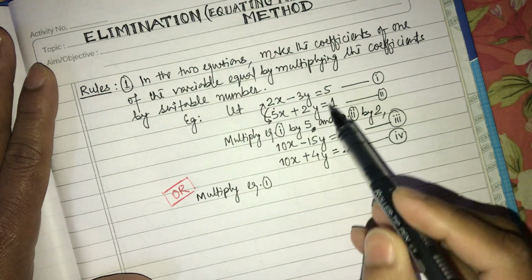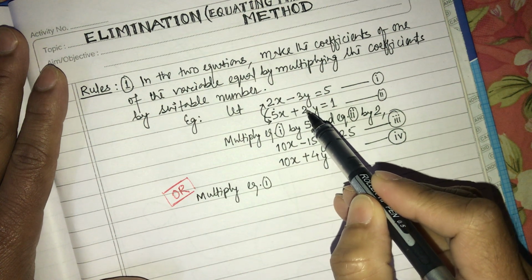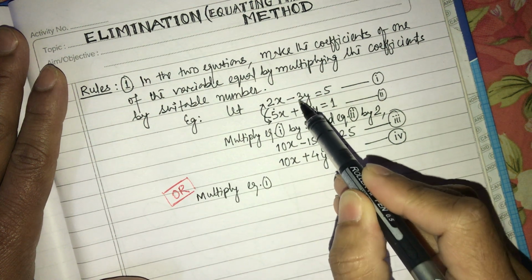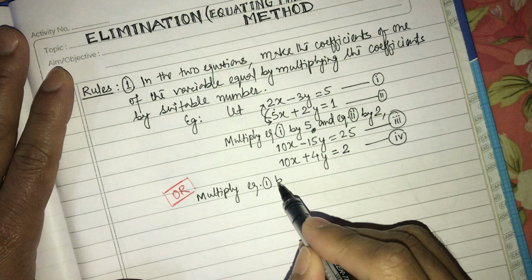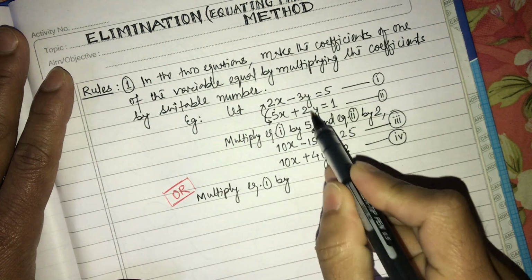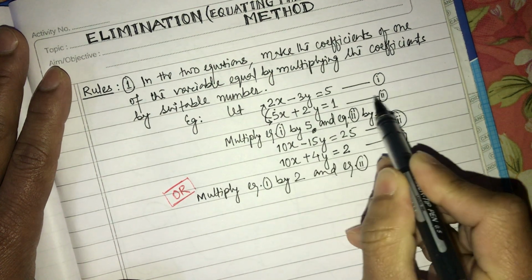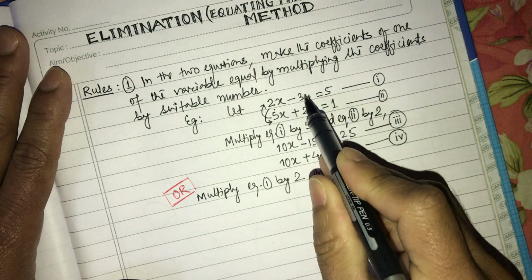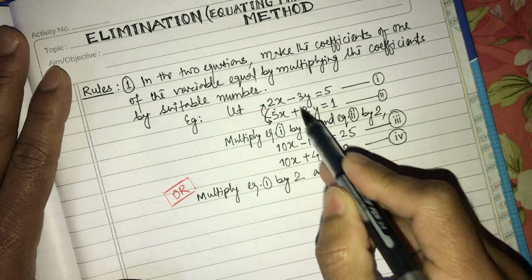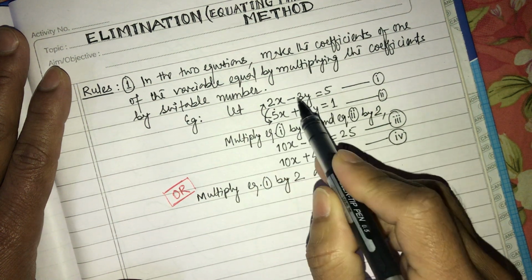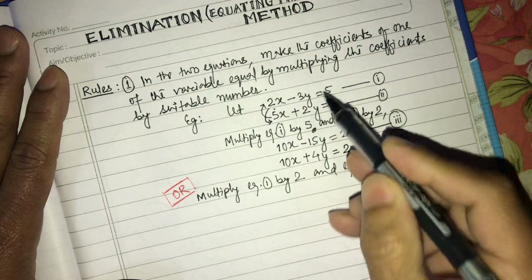So always try to make either the x or y coefficient equal. Now we know this 2 should multiply here and this 3 should multiply down. Then only the coefficients will be equal. So I'll write: multiply equation 1 by this 2, and equation 2 by this upper 3, because this 2 and 3 only we need to see now. This 2 will multiply the upper one and this 3 will multiply the lower one. Now forget about the sign. While multiplying with the number, don't take minus 3. Always take the number only.